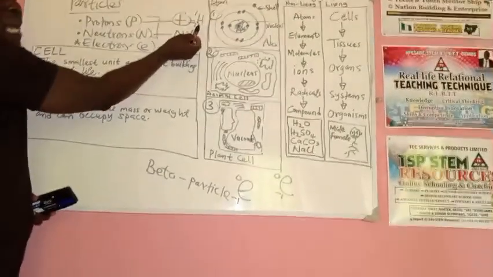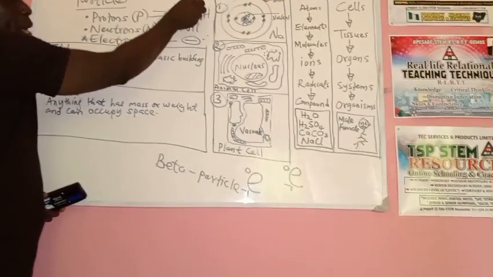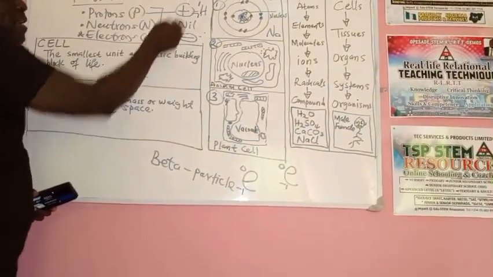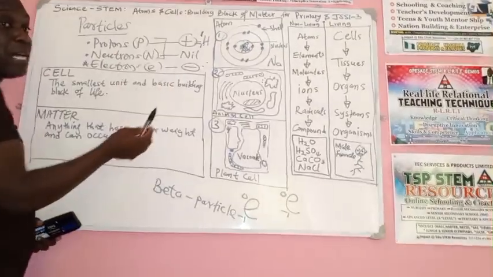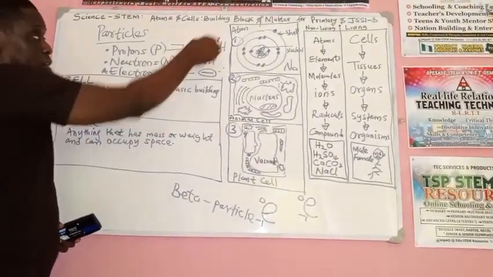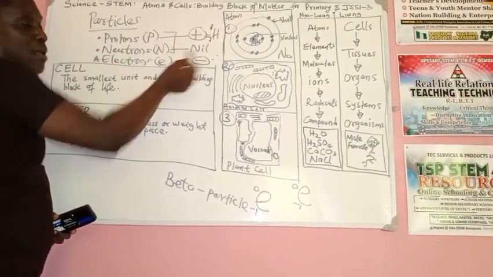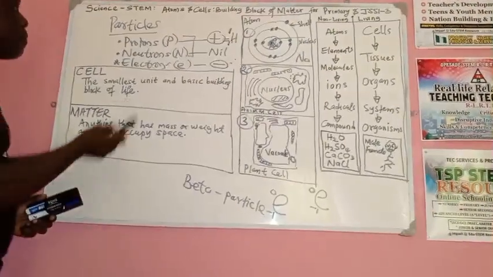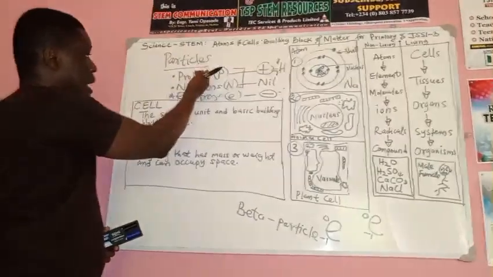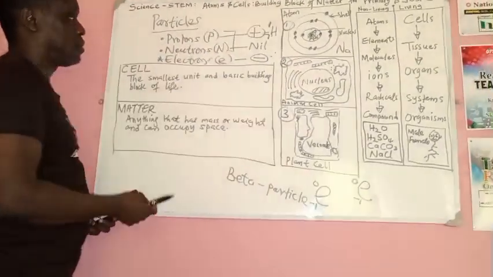But if you look at the proton, which resembles the hydrogen atom, what is that up here? It signifies that the mass is 1 gram. Up here is the mass. This one is the atomic number. Okay? So an atom has 3 particles.